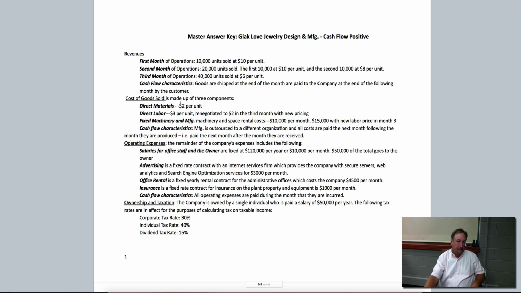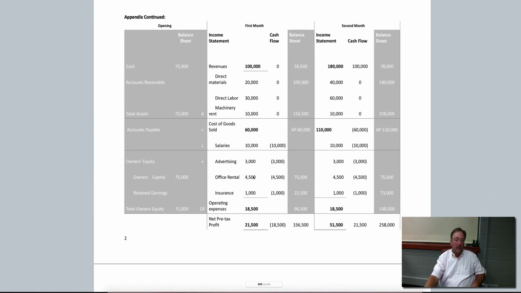So if you think about it, what we have is $10 a unit coming in, and we have effectively $5 a unit going out, for a total of $5 a unit to pay off our fixed expenses. And what are our fixed expenses? Our fixed expenses are $10,000 a month plus $18,500 a month, or $28,500 a month. So let's go down to our break even.